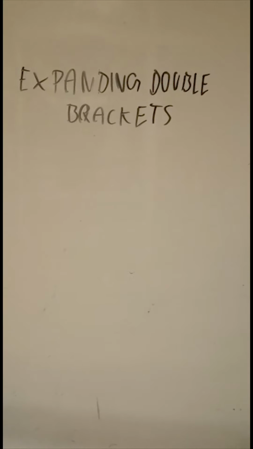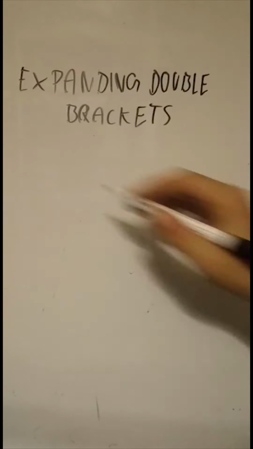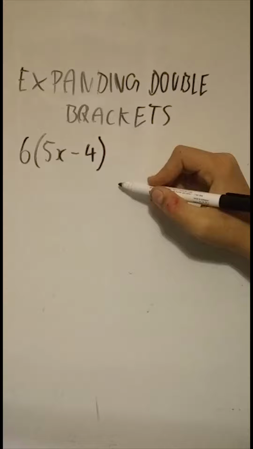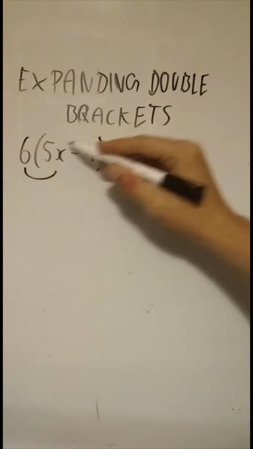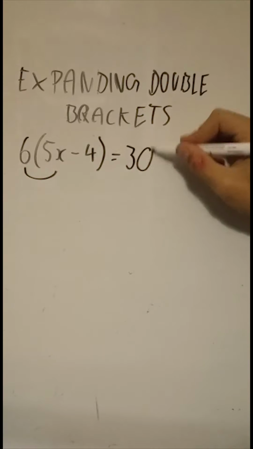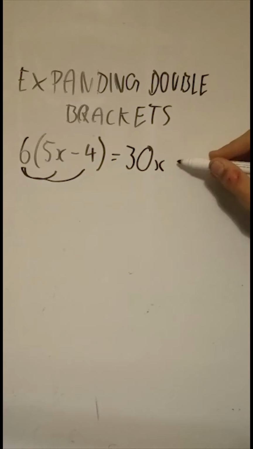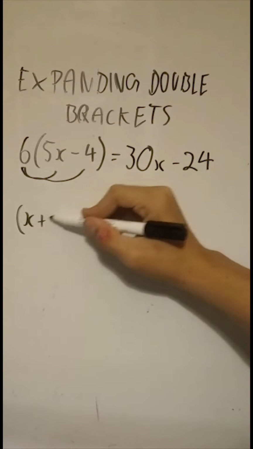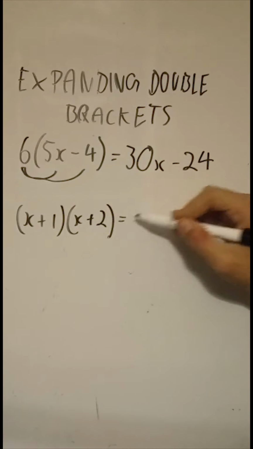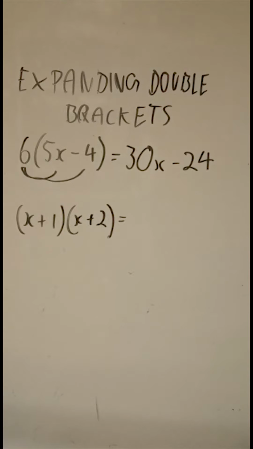We saw when we were expanding single brackets that all we do is multiply the outside by the inside. 6 times 5x gives us 30x, and 6 times minus 4 gives us minus 24. When we're expanding double brackets, we do the same thing but slightly more complicated.